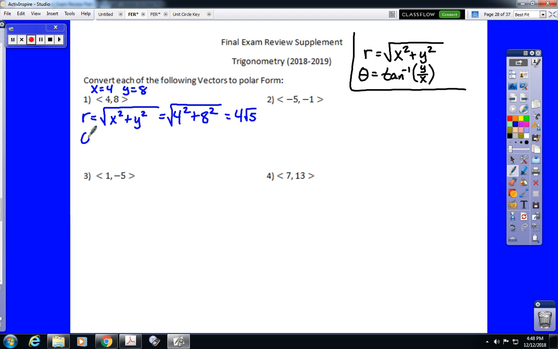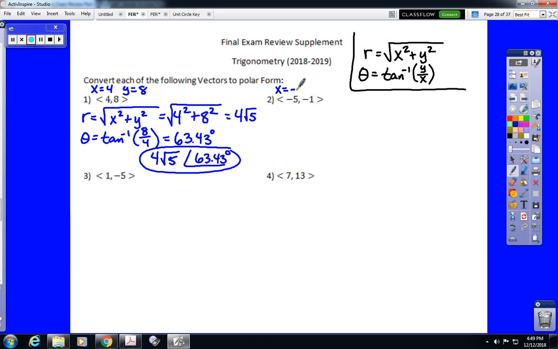For the direction, we take the inverse tangent of y over x. That's 8 over 4. Feed the calculator. That is 63.43 degrees, and nearest hundredth is more than accurate enough. Then we write our answer in polar form, which would be 4 root 5 at 63.43 degrees. So again, pause the video, try the next one, start the video back up, see if you did it right.